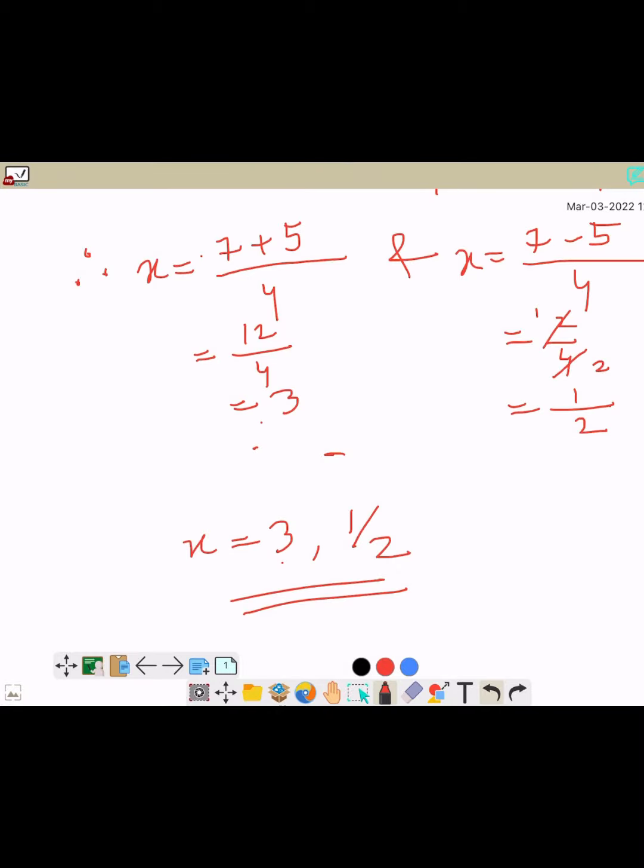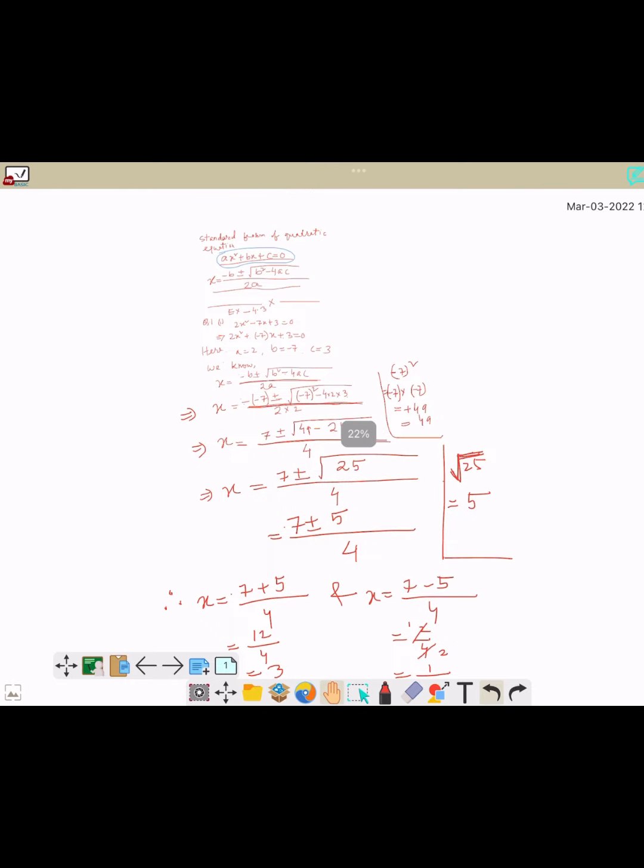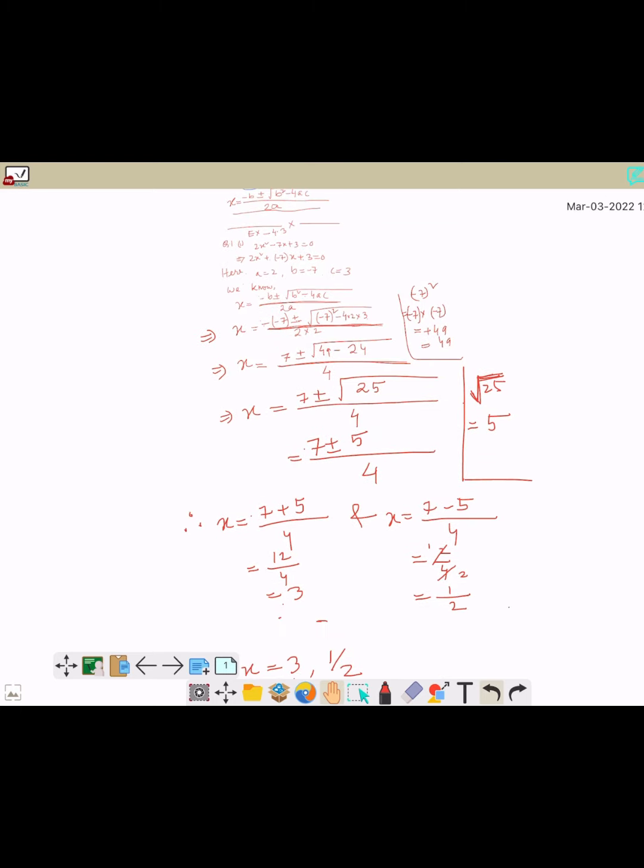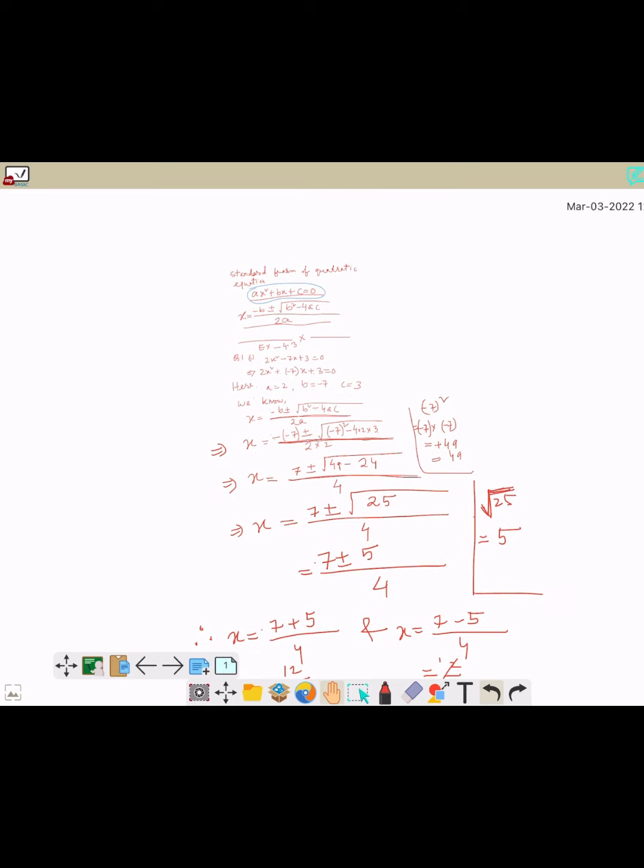This is just a simple solution using the standard formula. If you can solve this, you can solve any quadratic equation using this formula.